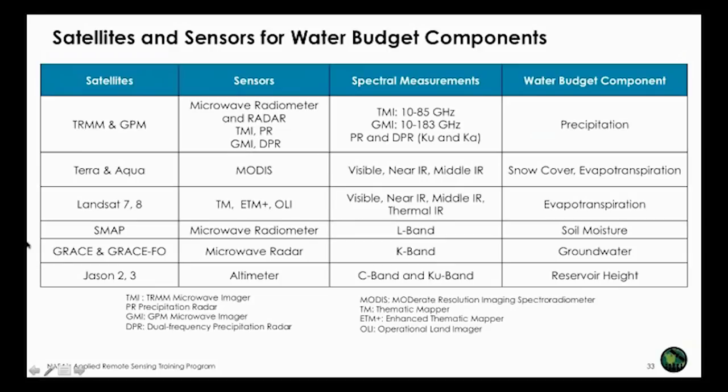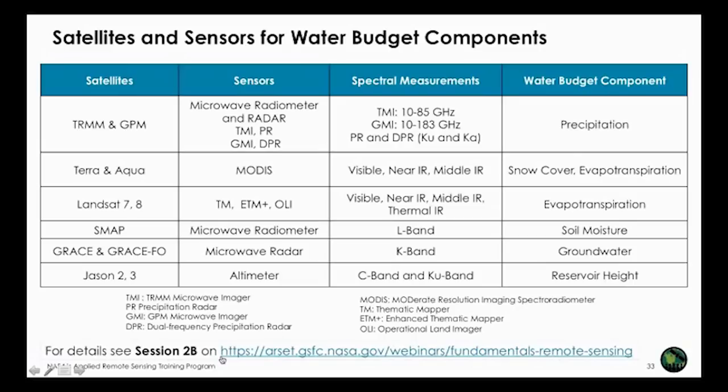Here is a table which shows which sensors are on these satellites, what kind of measurements are done by these sensors or instruments, and which component is derived from these measurements. If you want more details, there is a Fundamentals of Remote Sensing on-demand webinar available from the ARSET website. It has details of each of these sensors, their measurements, and how components are derived. We won't go into great detail, so we recommend that you go through this webinar. What we want to focus on is that TRMM and GPM carry a microwave radiometer and radar with multiple microwave frequencies, and they focus on getting precipitation.